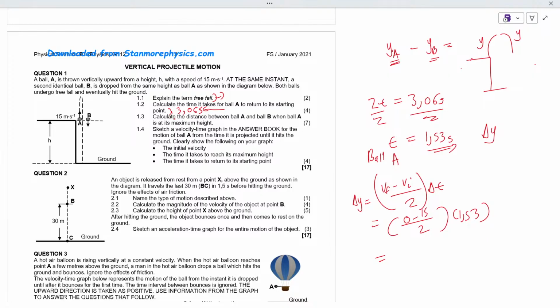1.53. I get negative 11.48. Negative 11.48.